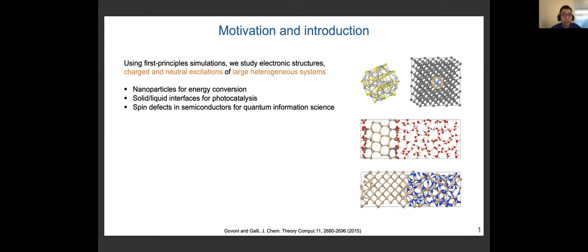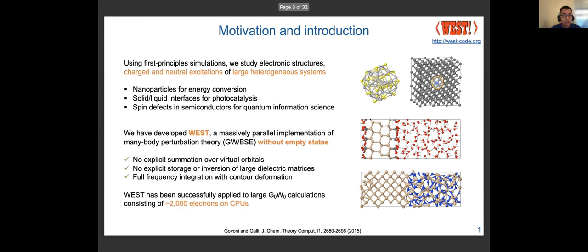Shown on this page are just some examples of the nanostructures and materials which we would like to simulate at the many-body perturbation theory level. To do that, we have developed a code package called WEST, which means without empty states. It is a parallel implementation of many-body perturbation theory, including GW and BSE.